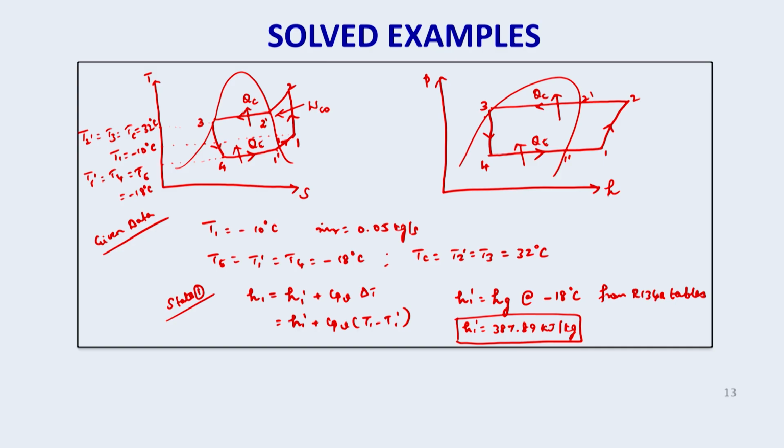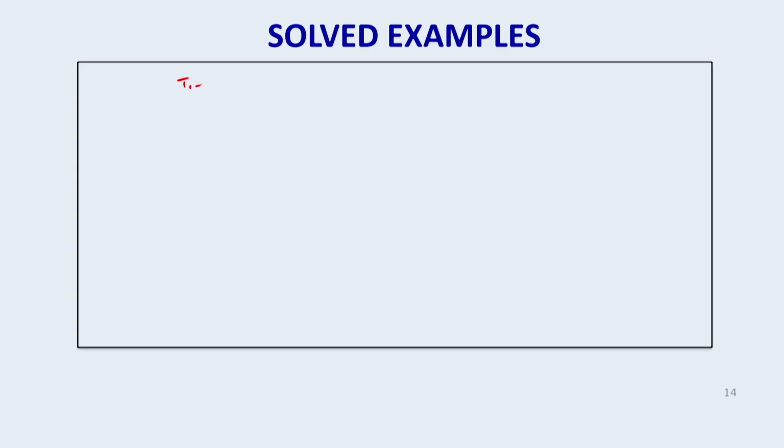Let us determine the average temperature with which we can find the specific heat capacity value. Okay, let us take the average temperature. T1 plus T1 dash by 2 is equal to T1 is minus 10, T1 dash is minus 18, divided by 2. So this is equal to minus 14 degree centigrade.